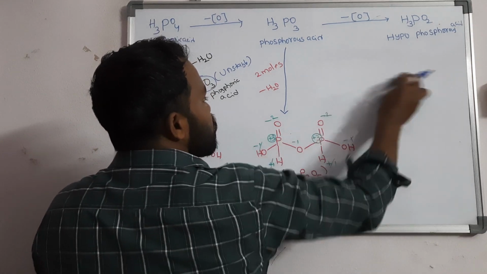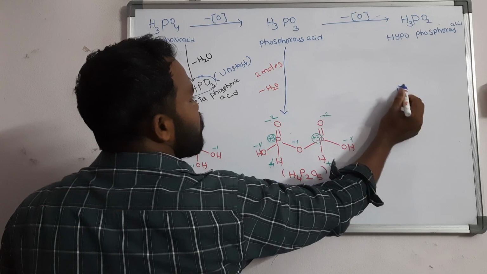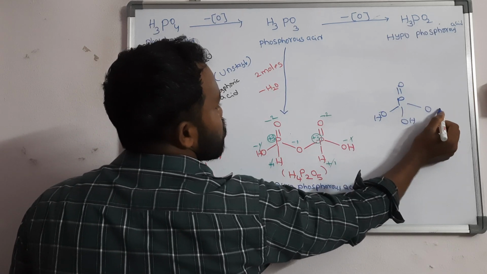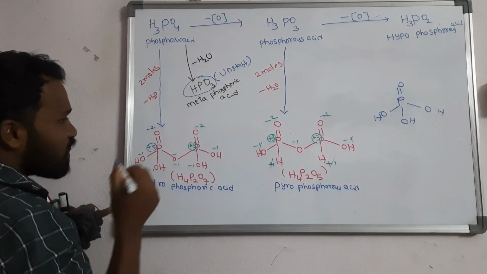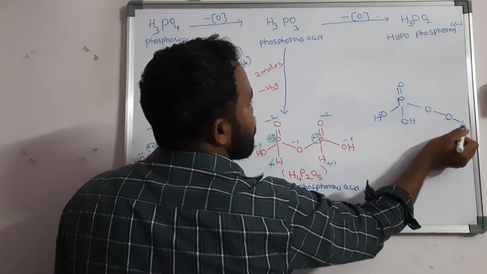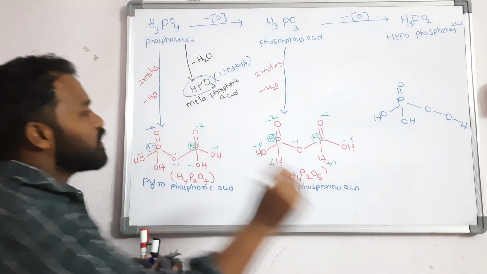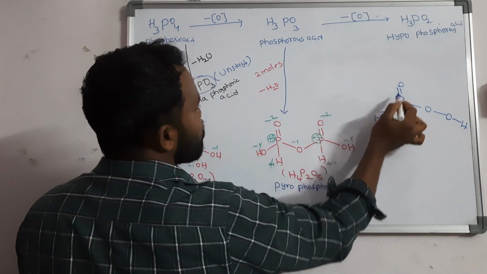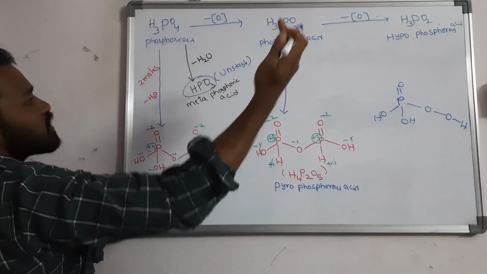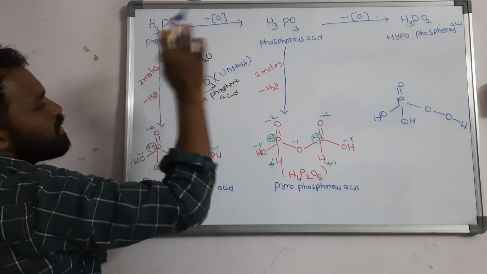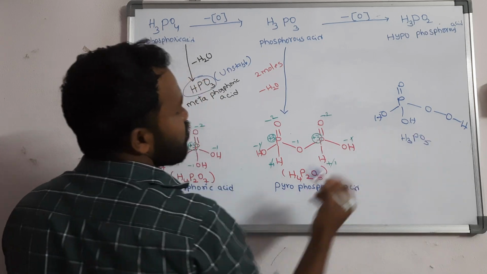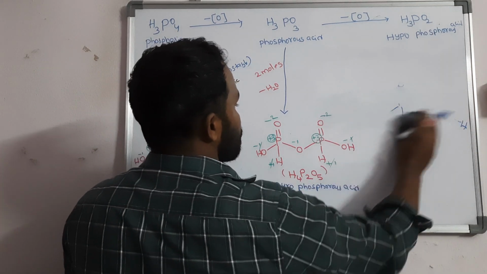H3PO4 structure, you already know that. That is P double bond O, OH, here OH, here also OH. If you add one more oxygen to this, you will get the peroxy bond, right? Peroxy bond. You should take this oxyacid, but add one more oxygen extra: H3PO5. Simply, the H3PO5 structure.